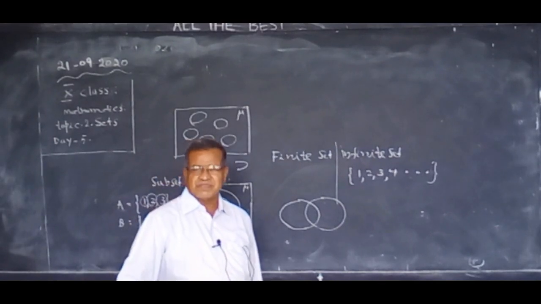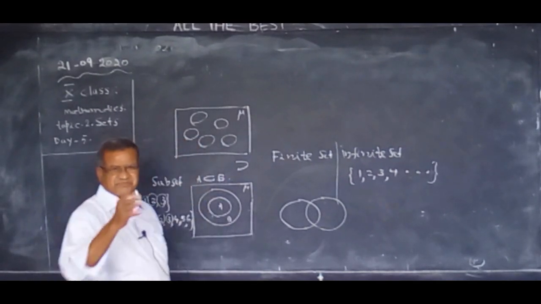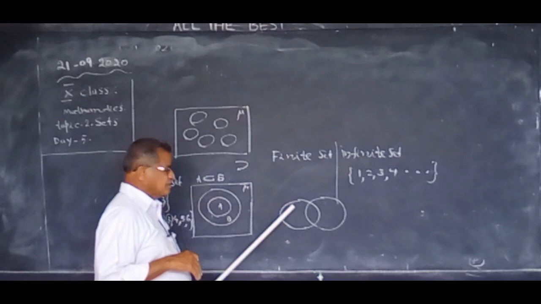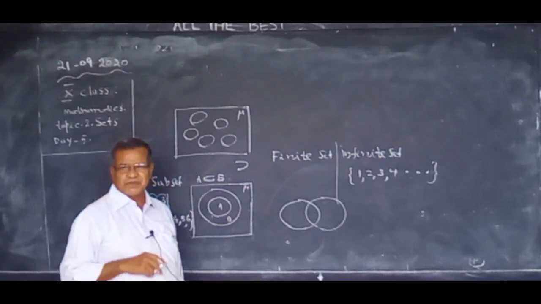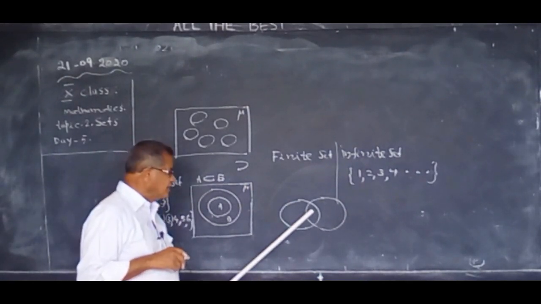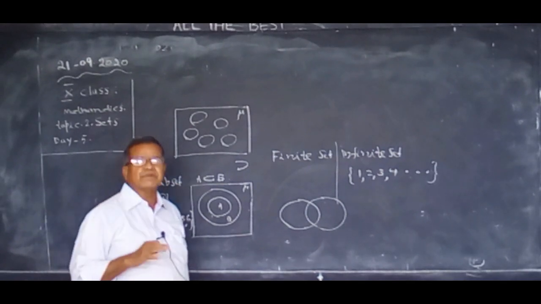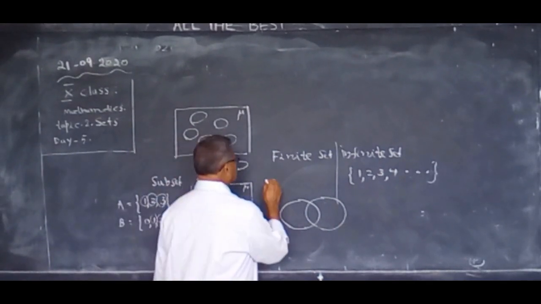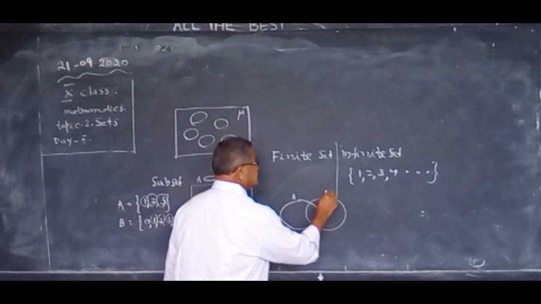We call them, like elder and younger, elder sister, younger sister. So two sets have common elements. Suppose, for example, set A, set B.